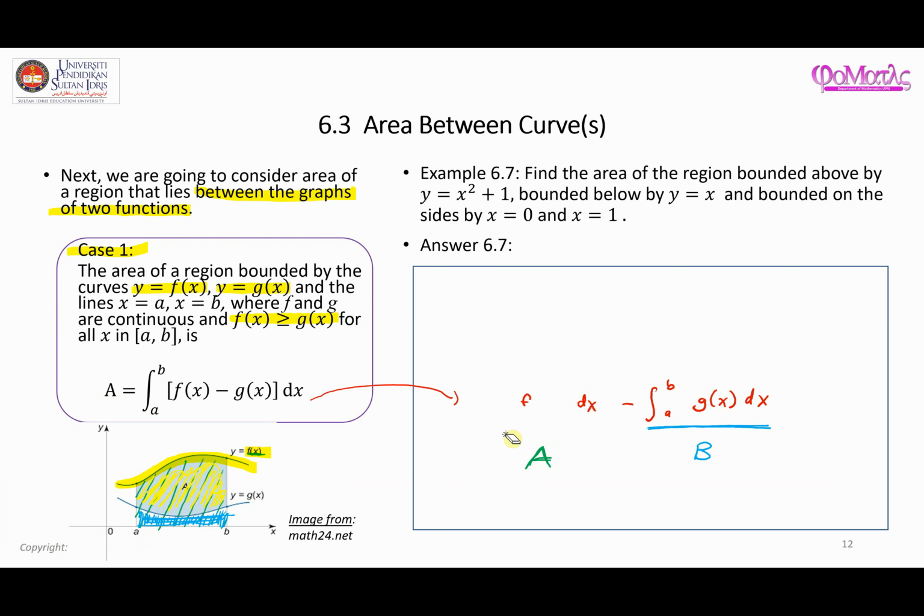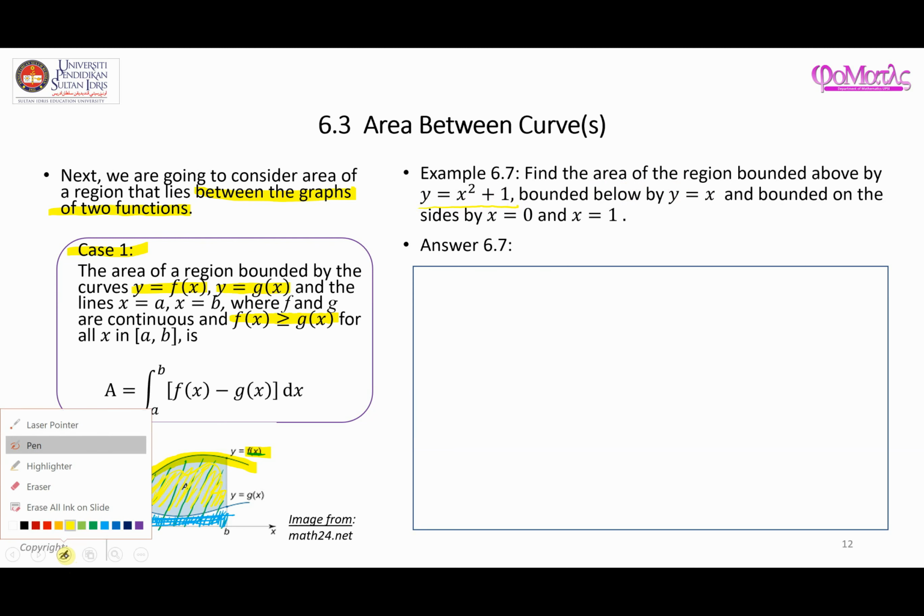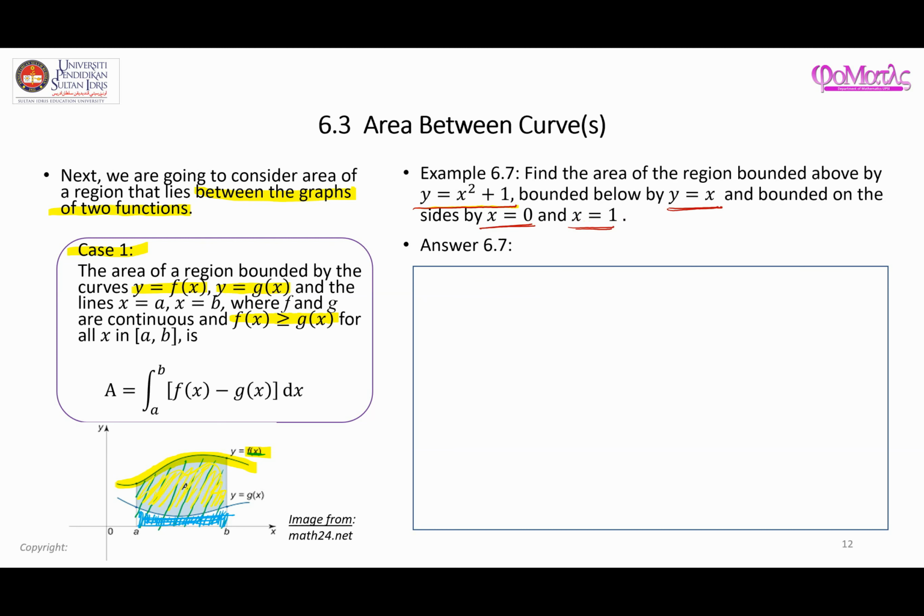Now we're going to apply this formula to the question given here. It asks you to find the area of the region bounded above by y = x squared plus 1, and below by y = x. It is bounded on the sides by x = 0 and x = 1.